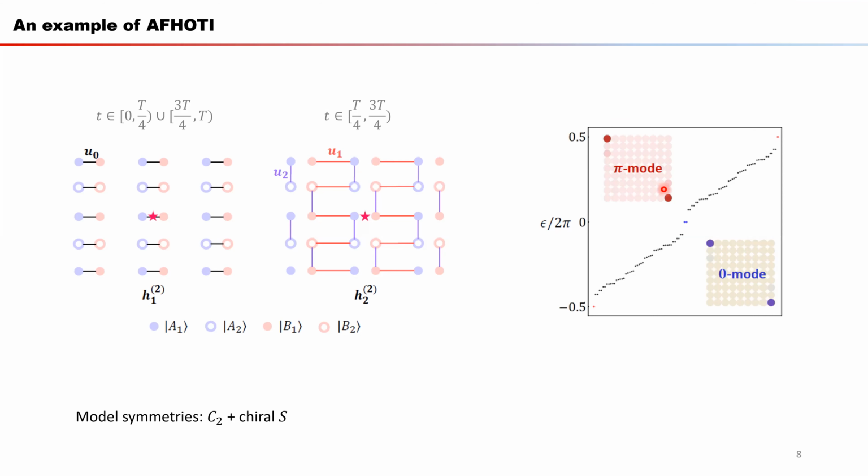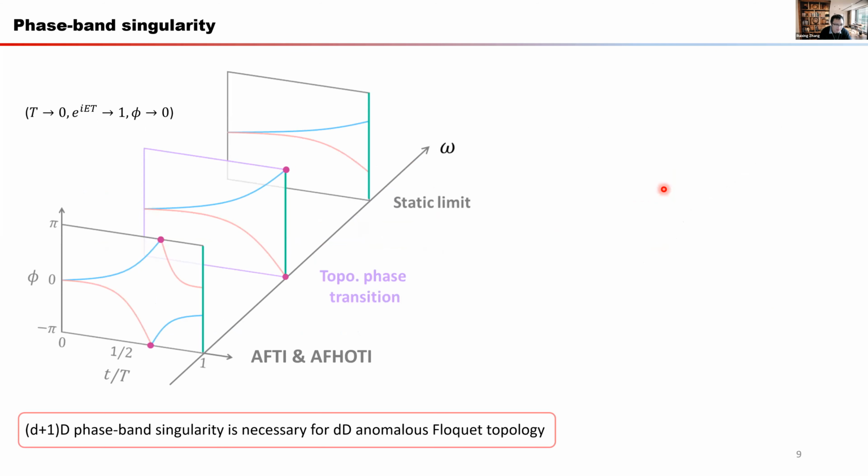All right. To understand why we have these AFHOTIs, let me first directly jump to the short answer. We find that all these anomalous Floquet topological phenomena, whether first order, second, or higher order, must be indicated by the existence of singularities that live in the phase band. Recall that the phase band is the eigenspectrum of the time evolution unitary. Here is just an example of the phase band spectrum phi. This direction is the time direction.